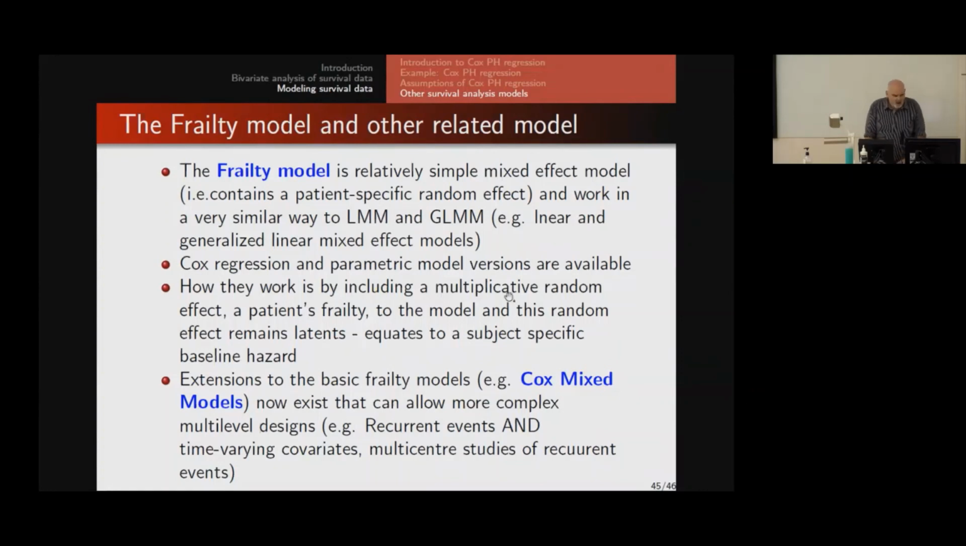Also, since the frailty model came out quite a long time ago, there have been advances. Now we have things like Cox mixed models, because the frailty models are rather simplistic mixed models. With Cox mixed models, we can analyze more complex multi-level designs. So we might have recurrent events and time-varying covariates in a multi-center study. There might be multiple levels of data clustering, and we can represent this using Cox mixed models. As I said, I'm a little bit frustrated because I would have loved to have gone through an example of these more advanced things, but we've just run out of time.